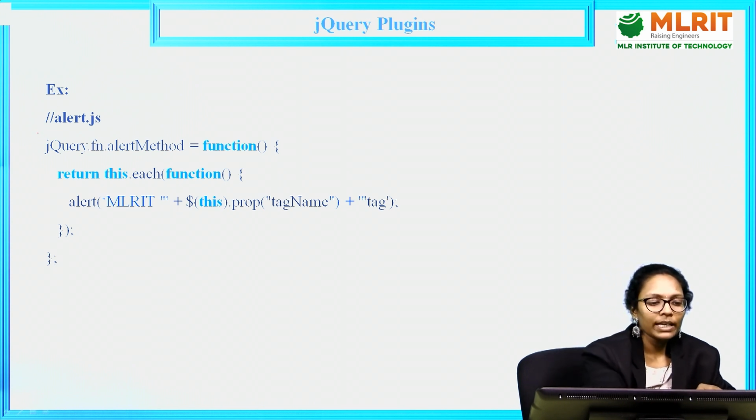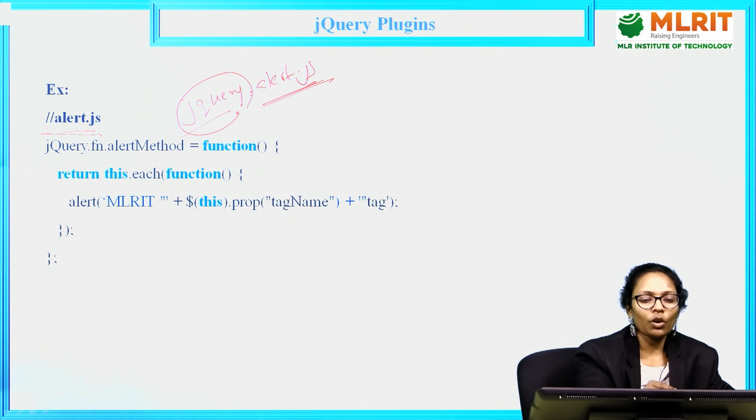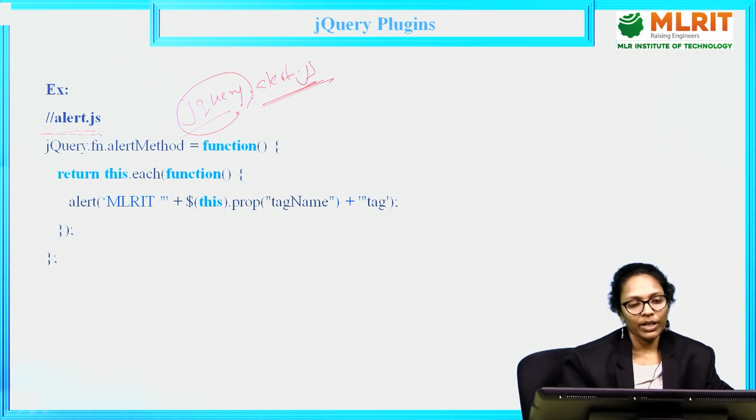So, the plugin name I am giving as alert.js, but what they suggested? They suggested to give jQuery.alert.js. So this is not mandatory. You can directly store it as alert.js also. But if you want, then you can specify jQuery dot as a prefix for your file name.